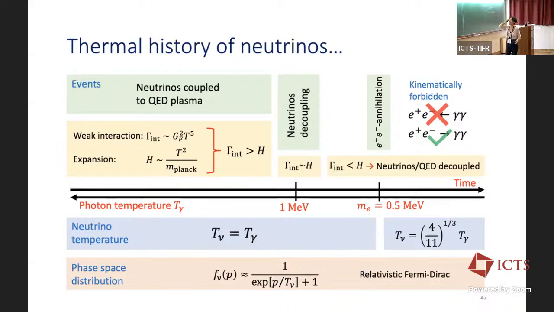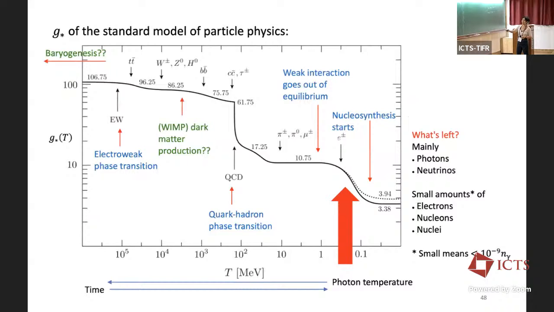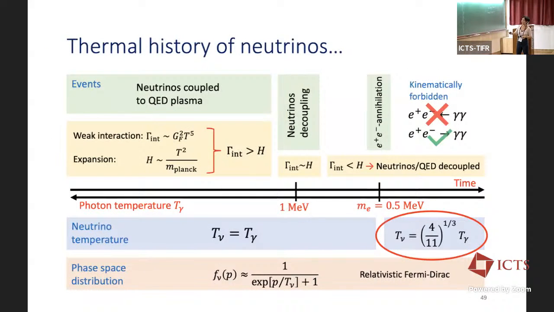It's kinematically forbidden. So that's interesting, because suddenly what you're doing is dumping all the energy that was initially in e+ e- into photons. And so in effect, you are reheating the photons, making the photons more energetic than before. And this is interesting for neutrinos, because it means that once e+ e- annihilation is over, the neutrinos will come out a little bit colder than the photons. And in fact, you have this funny factor (4/11)^(1/3) here, okay? But the phase-space distribution will still remain the same. So that's basically this drop here. And what I'm going to do in the next 2 minutes or so is to explain roughly why you have this 4 divided by 11 factor.